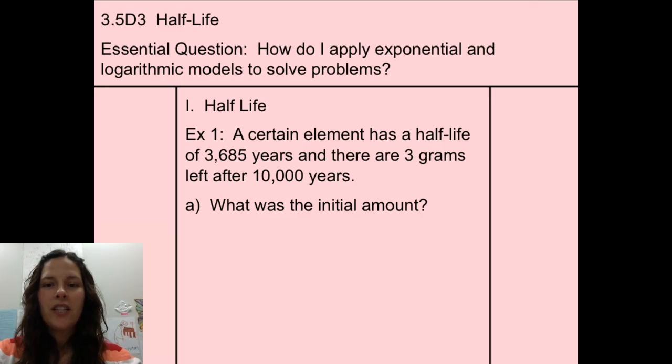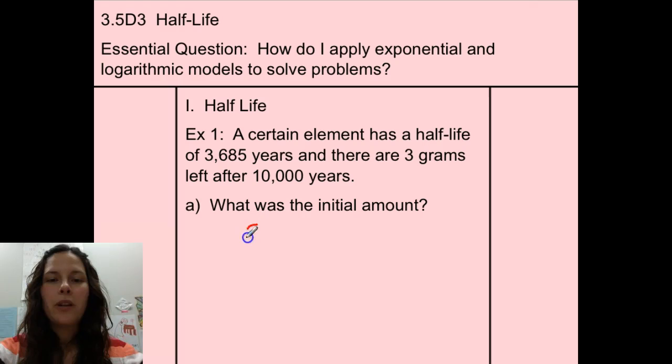Our essential question is, how do I apply exponential and logarithmic models to solve problems? Same essential question we've been working with for a few days now. Taking a look at our first question, we know the half-life of the element, we know how much is left, and we know how long it has been decaying. So the question is, how much of the substance was around initially?